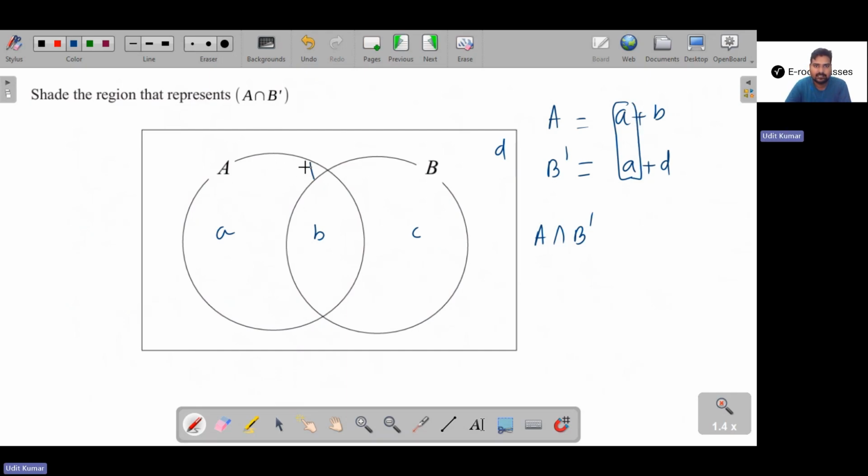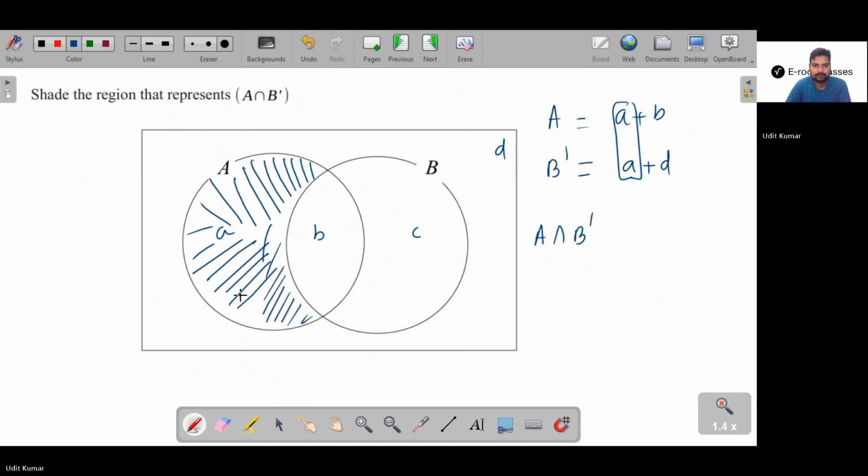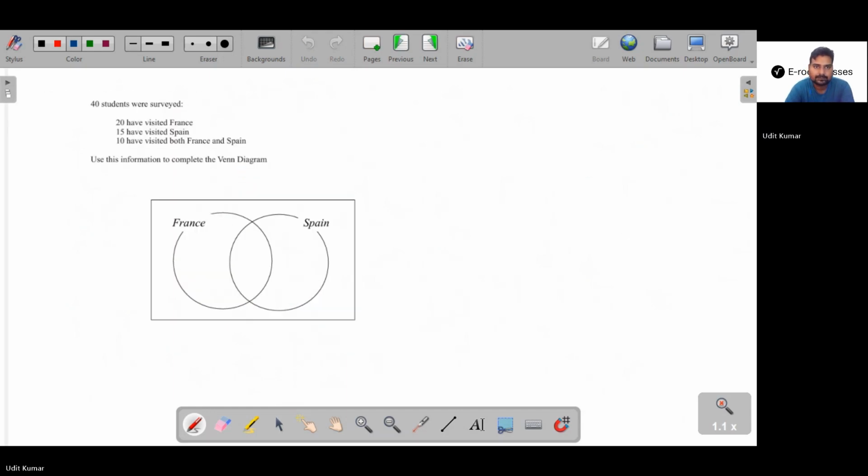So you will shade only A like this. Okay, that's done.